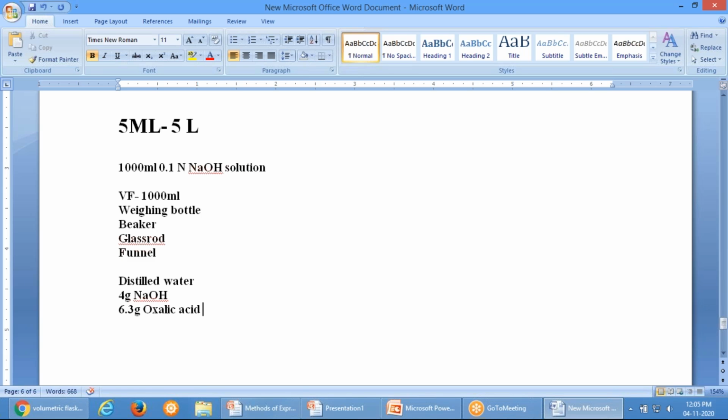After weighing 6.3 grams, transfer it to a beaker containing 50 to 100 ml of distilled water. Using a glass rod, mix well, and after dissolving, if you get a clear solution, transfer this beaker solution into a 1000 ml volumetric flask. Rinse the beaker again with distilled water and transfer to the volumetric flask. Now make up the volume to 1000 ml using distilled water. Now your oxalic acid will be ready.